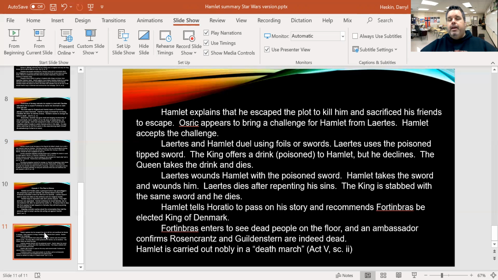Horatio tells the story, and Fortinbras says, "Well, we need to hear the story so that this never happens again." And then we officially find out Rosencrantz and Guildenstern are dead because the ambassador of England comes in, and then that's the end of the story. Hamlet gets a death march, and we're done Shakespeare.